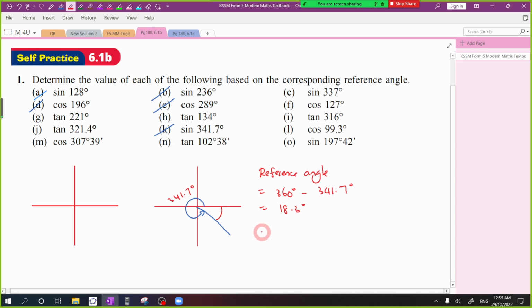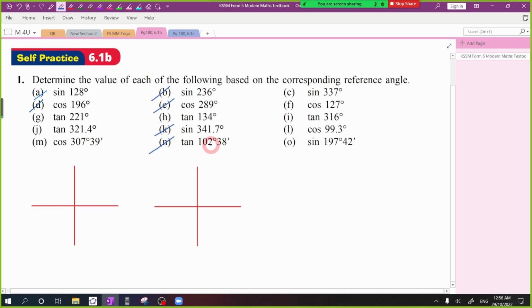Okay, the next step, sine 341.7 degree is equal to sine 18.3 degree. And then we need to think, should I add a negative sign here? ASTC. In this quadrant, only cosine positive. Now we are talking about sine. We should add a negative sign. Next step, just copy the negative sign and press your calculator, sine 18.3. 0.3140. Okay, let's try one more. N.